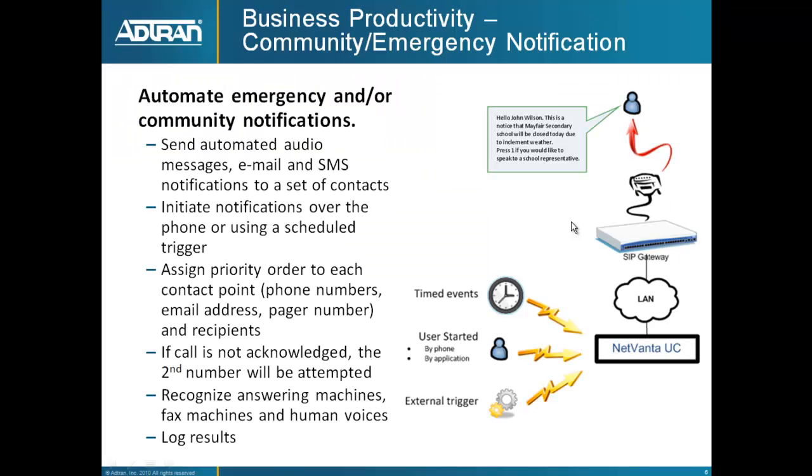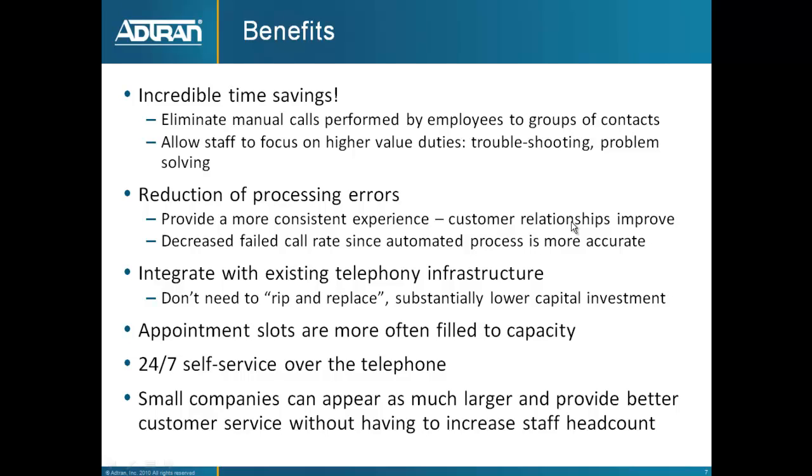So I'm going to switch back to the slideshow here and finish off by talking about some of the benefits of using a NetVanta UC system for automating business processes. The obvious focus of this presentation has been time savings. Eliminating redundant tasks, reducing those manual calls performed by employees to groups of contacts, allowing your staff to focus on higher value duties like troubleshooting, problem solving, dealing with those customers who are in the office as opposed to being on the phone and calling people.